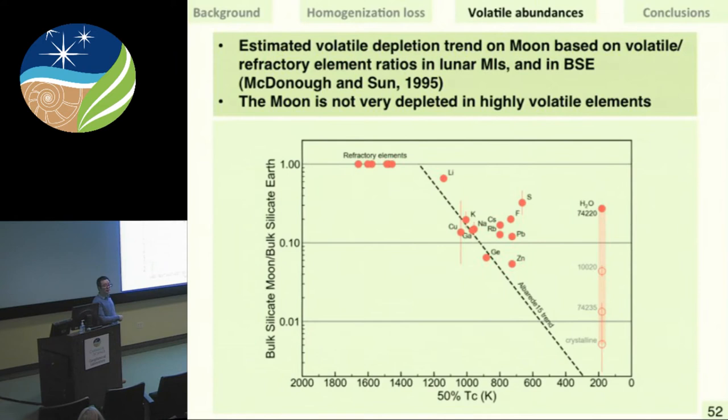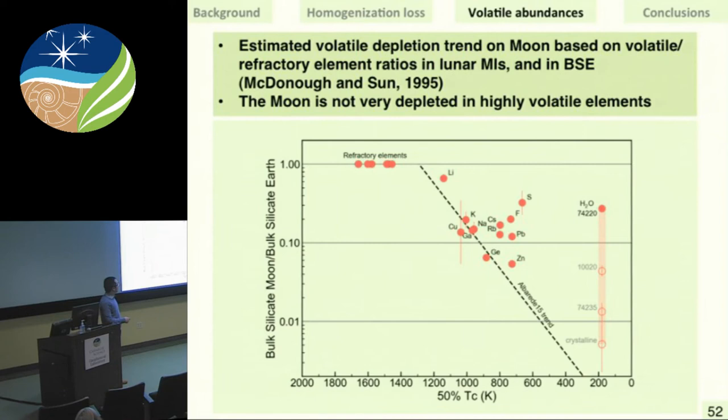So with the volatile over refractory element ratios we've obtained, we can now also try to compare their abundances in the lunar mantle to the terrestrial mantle. So in this figure, we divided the ratios we obtained in lunar melt inclusions by the ratios in the bulk silicate Earth, and then plot the comparison against the half condensation temperature. And in this figure, the dashed curve is the trend suggested by Albrecht et al. 2015 based on the half condensation temperatures. However, the data we have obtained are not falling onto the trend very nicely.